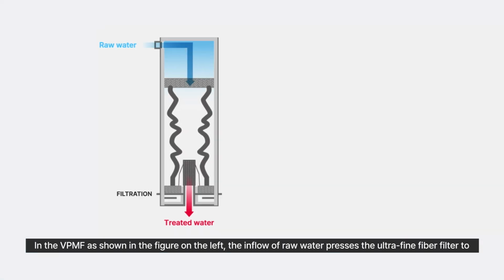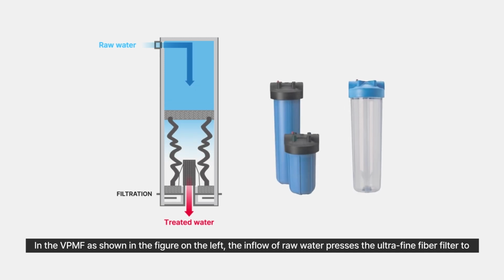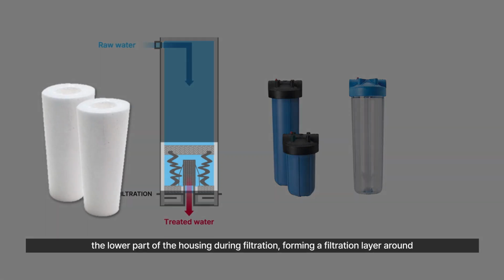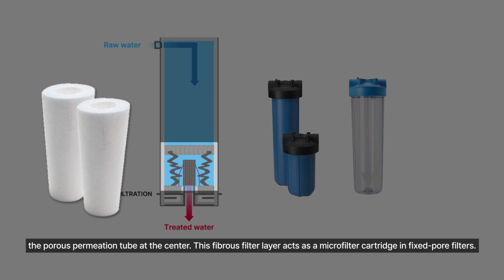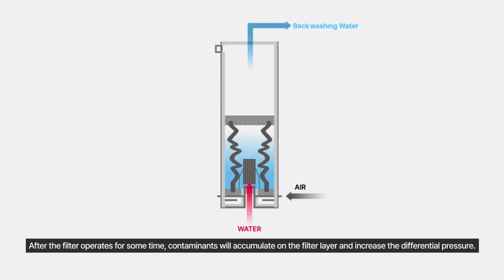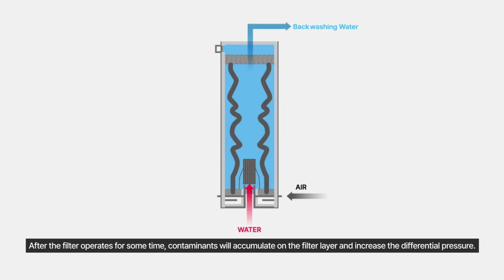In the Vpmf, as shown in the figure on the left, the inflow of raw water presses the ultrafine fiber filter to the lower part of the housing during filtration, forming a filtration layer around the porous permeation tube at the center. This fibrous filter layer acts as a microfilter cartridge in fixed-pore filters. After the filter operates for some time, contaminants will accumulate on the filter layer and increase the differential pressure.